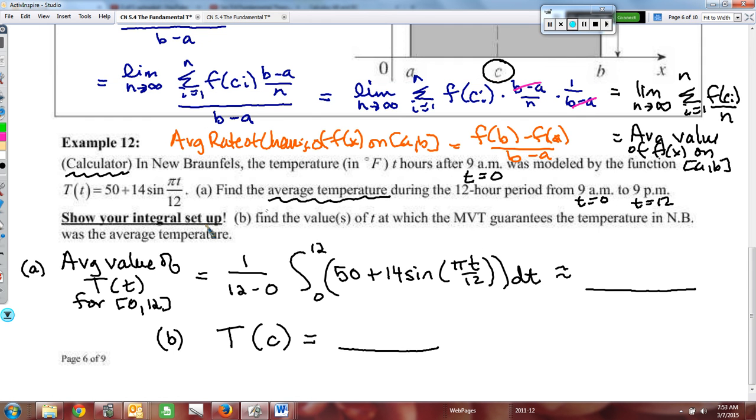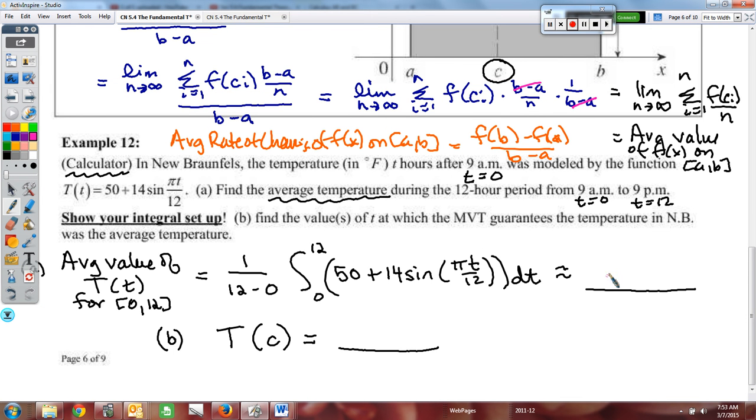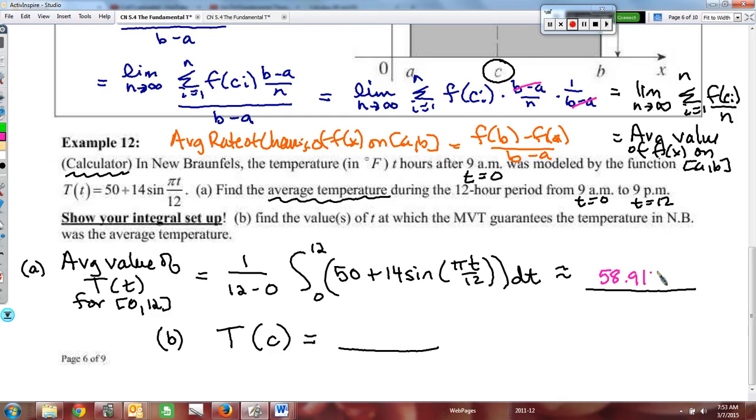58.913. And units are always good when you're doing these problems, so this is degrees Fahrenheit. So we have found that the average value of the temperature over the 12-hour period is this 58.913.